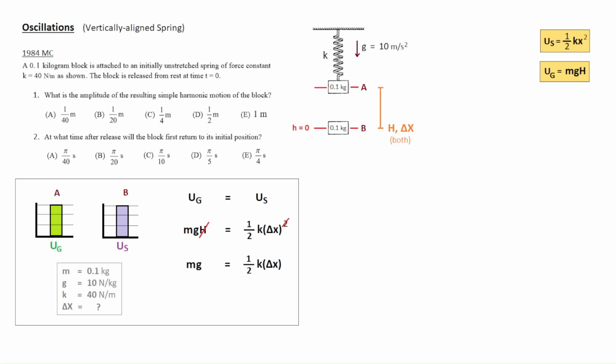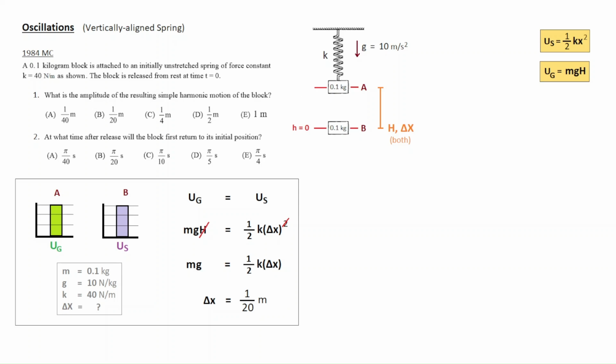Now I'm just plugging in the given information from the problem. I know everything except delta x, the stretch of the spring, and I can do the algebra to solve for that. So this answer represents how much the spring has stretched from A to B. Many students end here, they select choice B, and they get this one wrong. Well, be careful. The stretch of the spring is not necessarily the amplitude.